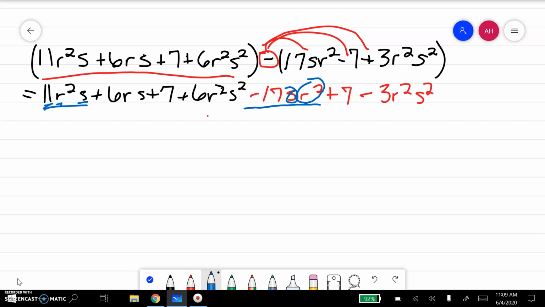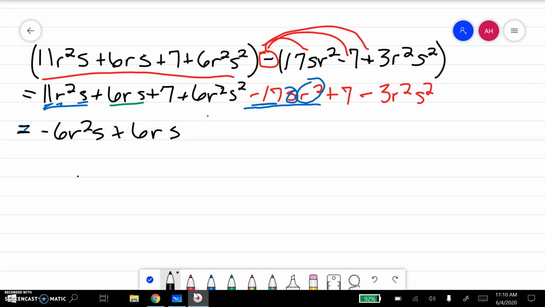So we have 11 minus 17, which is, sorry, it's hard to write on. It's a little messy, so y'all may just have to get used to it. 11 minus 17 is negative 6 r squared s. And then we go to the next term. We have 6rs. So we're looking to see if there's any other term that has just an r and just an s. And if you look through, they don't. So we're just going to keep that one the way it is, plus 6rs.